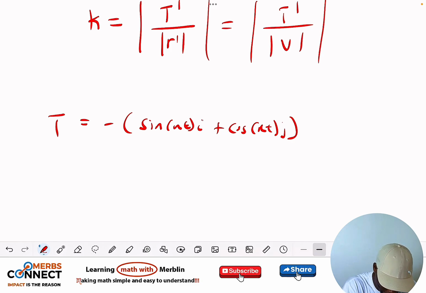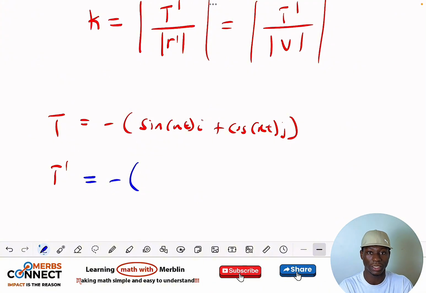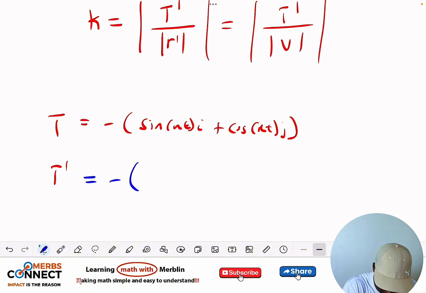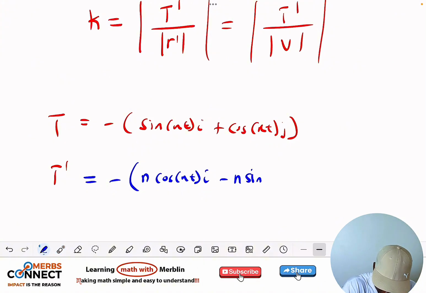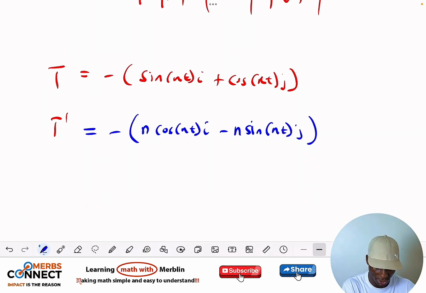So T prime is going to give us, I have my minus out. When I differentiate sine, as we did, this is going to give us n cos nt i, because when I differentiate sine I get cos, and I differentiate what is inside, which gives me the n. Then when I differentiate cos, I get minus sine, and differentiating what is inside, I'm going to have minus n sine nt j. This is what I get when I just do the differentiation.